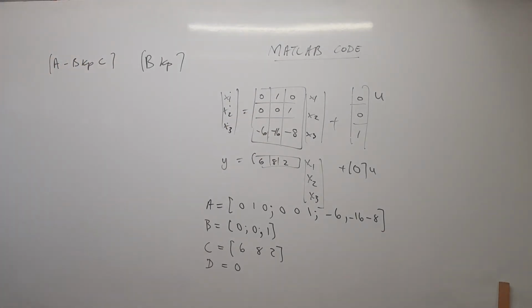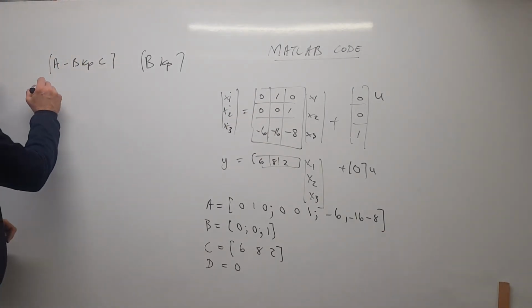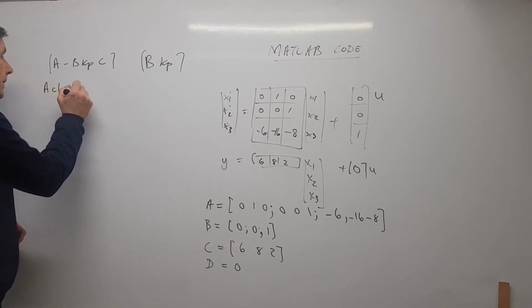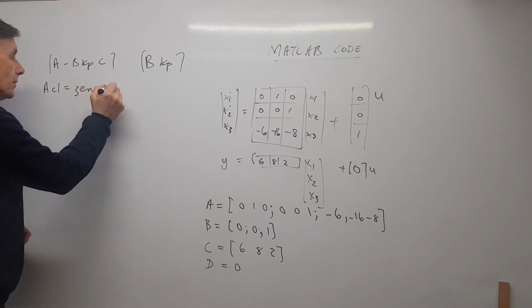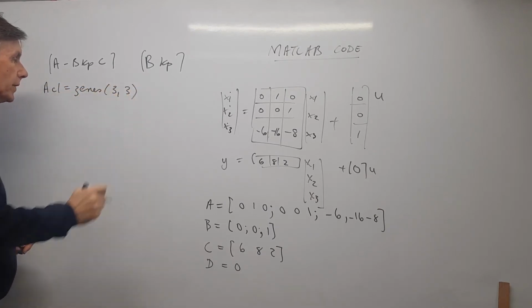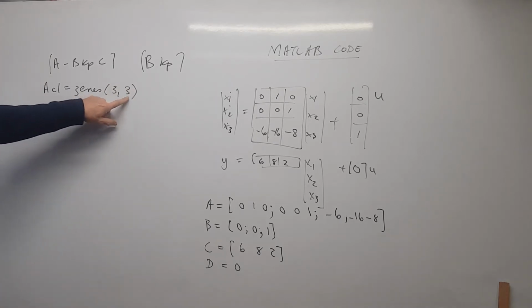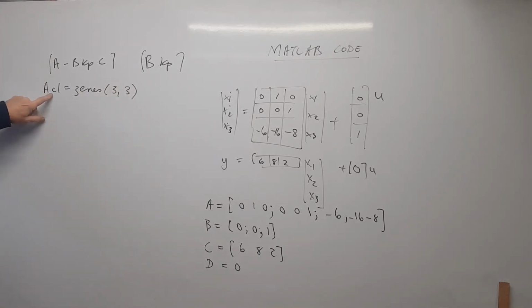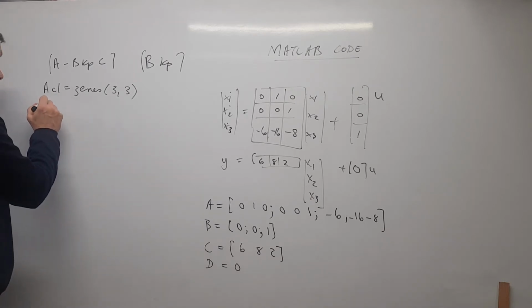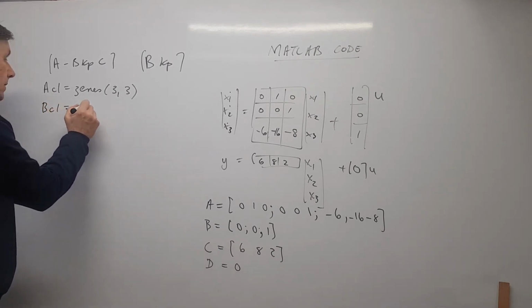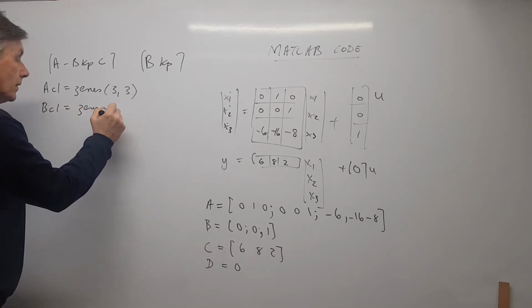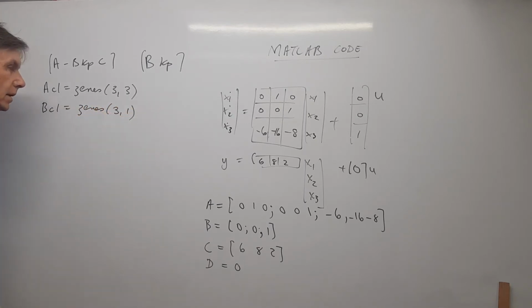Now there's one useful command, so I'm going to put ACL is zeros 3, 3. Now what this does is it makes a matrix size 3 by 3 and calls it ACL. I'm also going to put BCL equals zeros 3, 1. So these sizes now will vary with different problems.